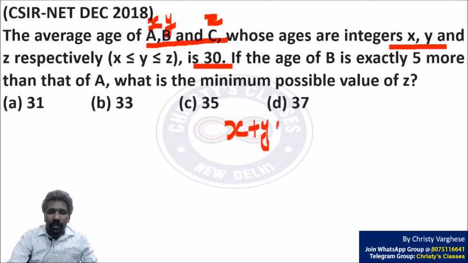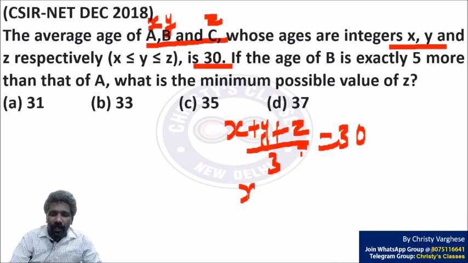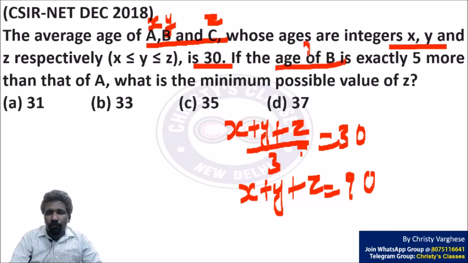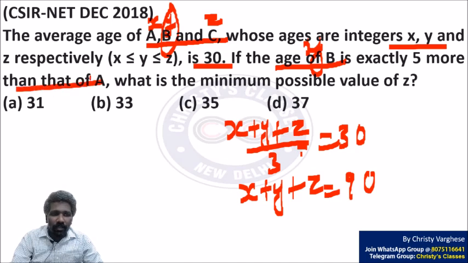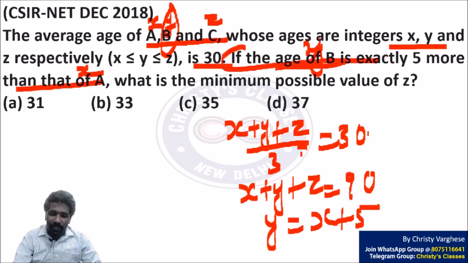(x + y + z)/3 is equal to 30. Cross multiplying you will get x + y + z is equal to 90. That means the sum of these three ages is 90. And the age of B we know is y. B's age is y, which is exactly 5 more than that of A. The age of A is x, so y is equal to x + 5. That is what we understood from the second sentence.